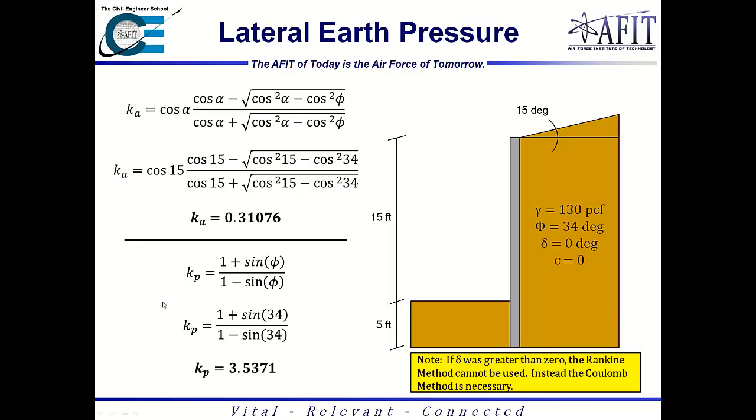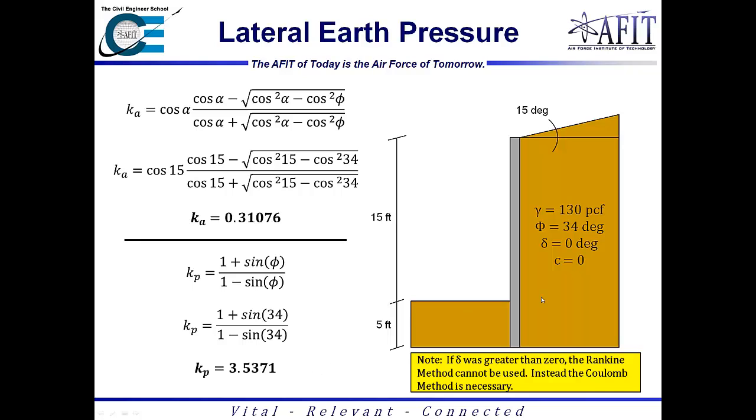So to actually calculate the active coefficient, we have to use a different equation. And if you look in the CE review manual or into the all-in-one handbook, you'll find these equations. This is the equation that you'll use for the active coefficient with an actual sloped backfill. So if I actually go through and calculate this using the 15 degrees, I wind up with an active coefficient of 0.31076. And then for the passive coefficient, I'll just use the standard friction angle and calculate the passive as 3.5371.